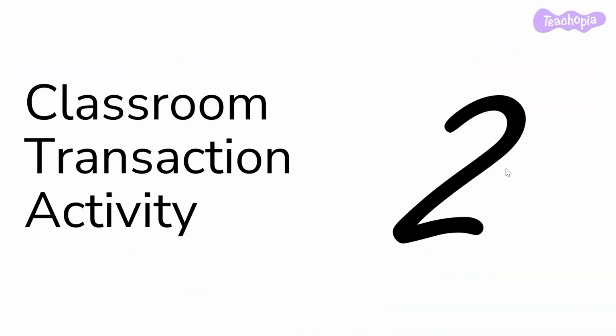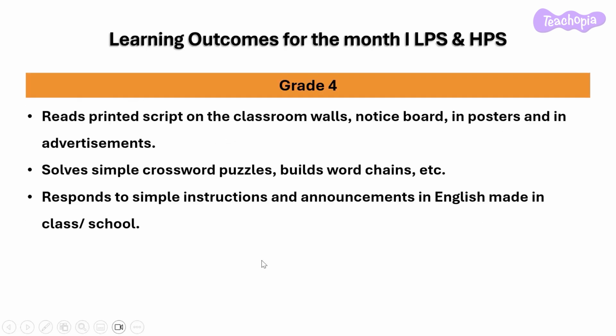Classroom Transaction Activity 2. The learning outcomes for the month for grade 4 are: reads printed script on the classroom walls, notice board, in posters and in advertisements. Solves simple crossword puzzles, builds word chains, etc. Responds to simple instructions and announcements in English made in the class or school.